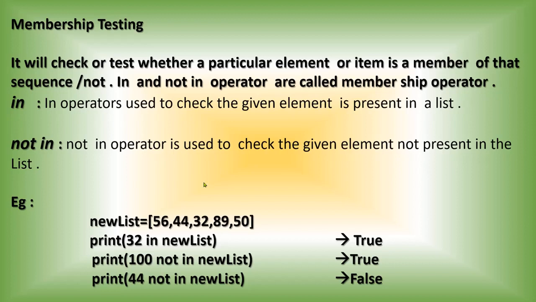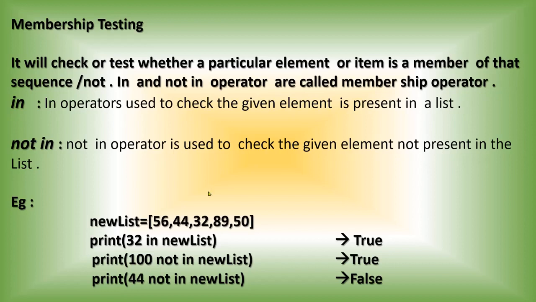So which are the two types of membership operators? The two types of membership operators are in and not in. The in operator is used to check whether a particular element is present in the list or not. The not in operator is used to check whether the particular element is not present in the list. It will give you the answer as true or false.